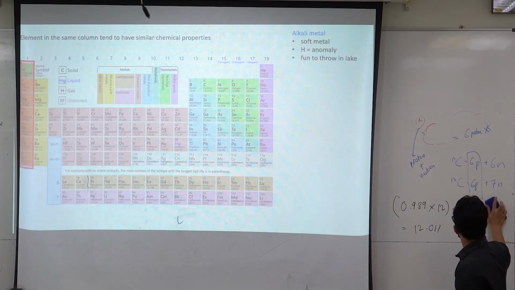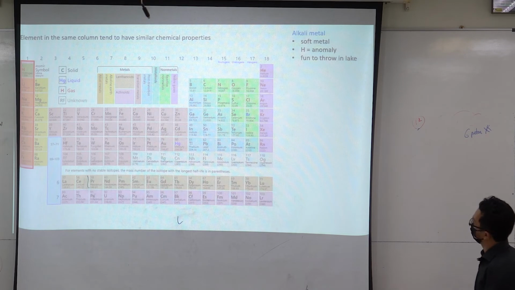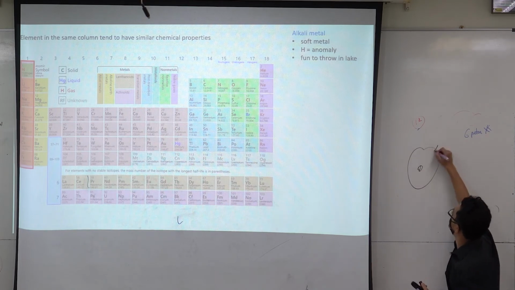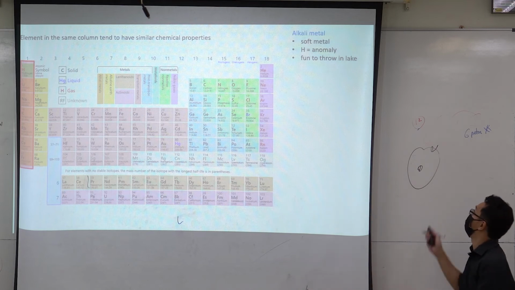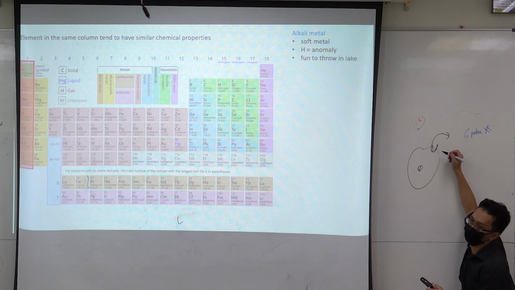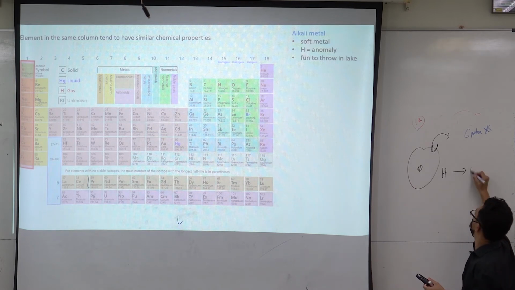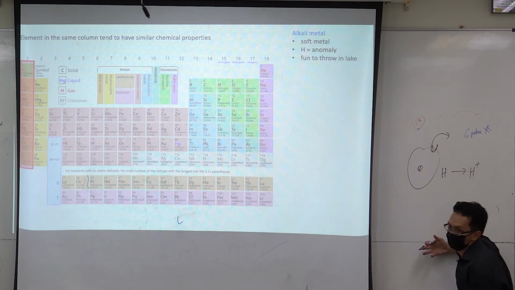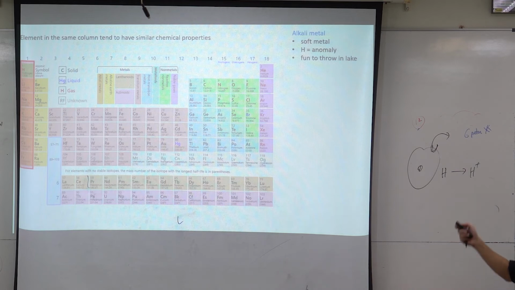But anyway, hydrogen still has similar properties to whatever is in this first group. Because hydrogen has one electron, and all the rest in column 1 also have one valence electron. This valence electron is easy to go out, meaning that hydrogen can become hydrogen plus easily. That is shared with all the other elements in this group.